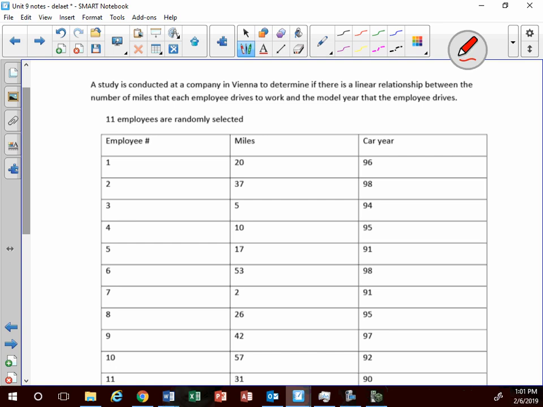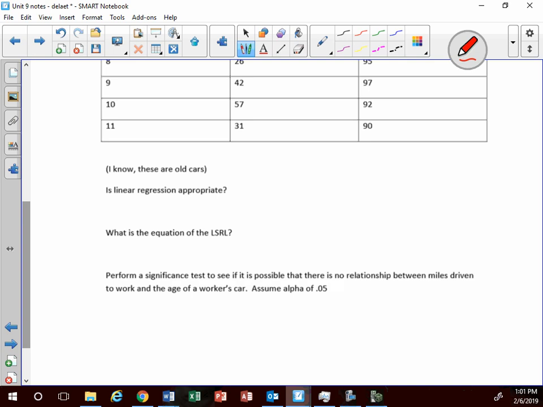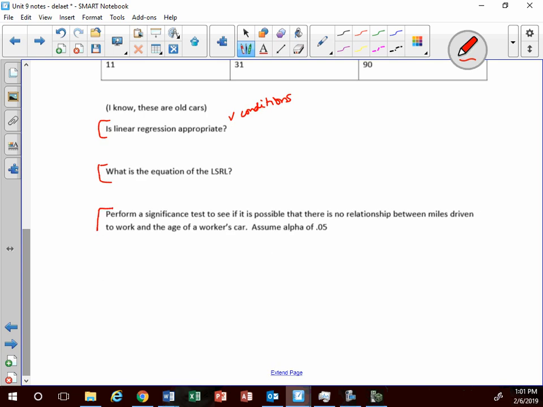All right, so now you've got some car info. I'm very well aware these are really old cars. I want you to go through, is linear regression appropriate? Check conditions for me. Find the equation of the least squares regression line, and then try to do the hypothesis test. So instead of LinRegTInt, what do you think you're going to pick? LinRegTTest, yeah. If you're having calculator trouble anywhere, let me know.